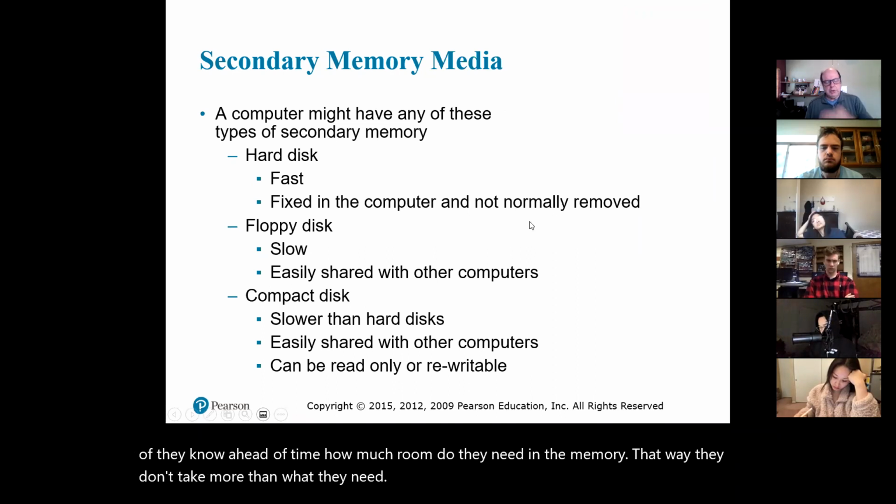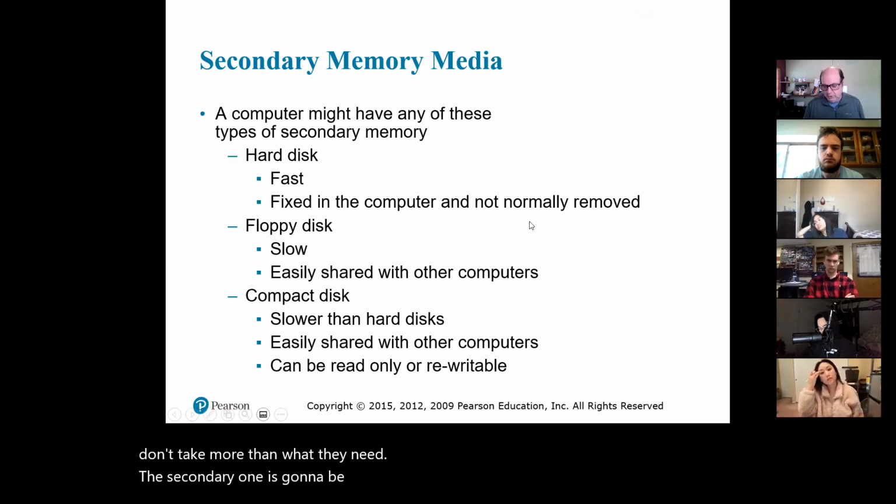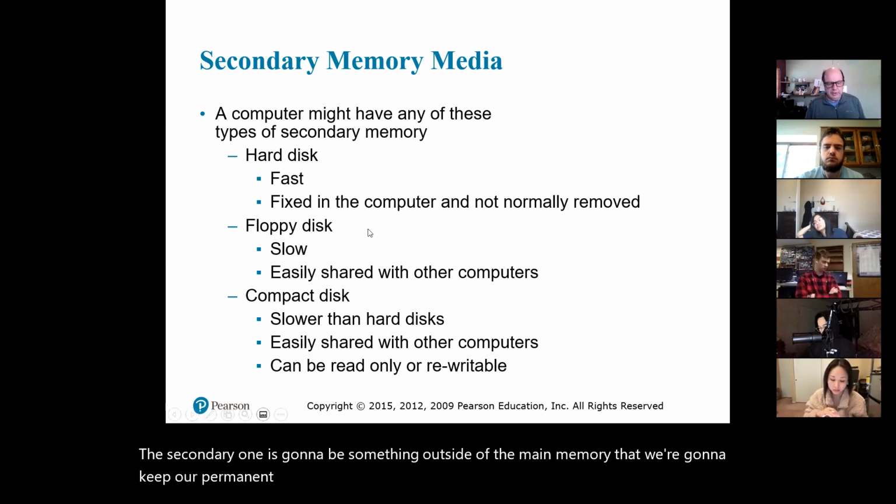The secondary one is going to be something outside of the main memory where we're going to keep our permanent storage. I don't know why the floppy disk is here. That was a long time ago.